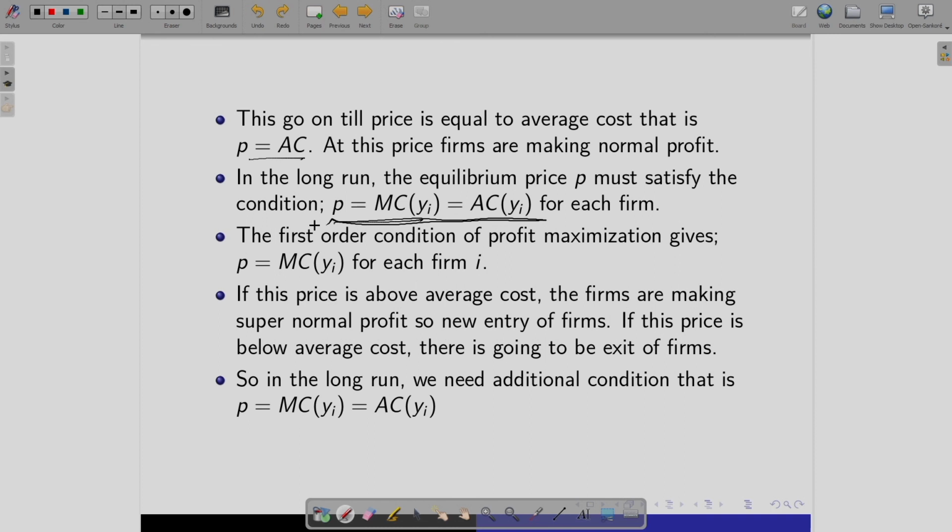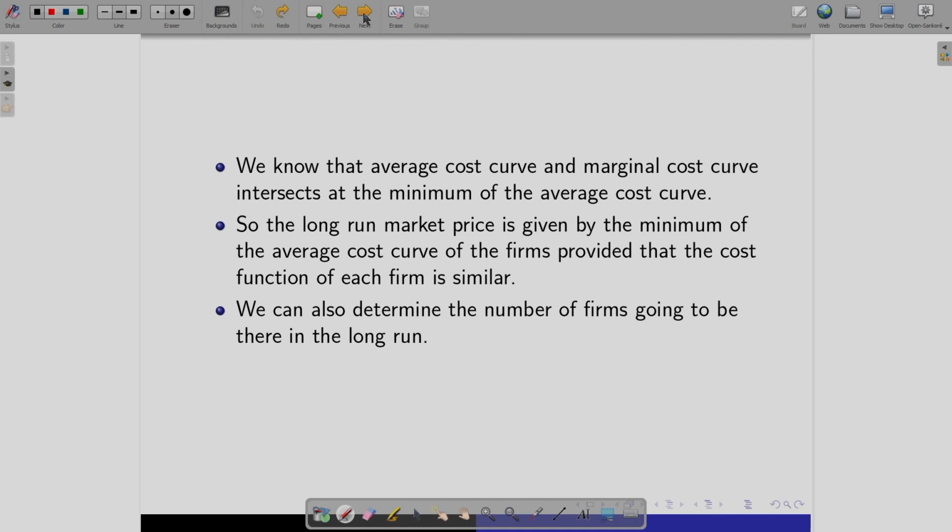So, price should always be equal to marginal cost, and marginal cost should be equal to average cost. In that situation, there is not going to be any entry or any exit of firms, and so this is the long run equilibrium point. Now we show it through the diagrams.